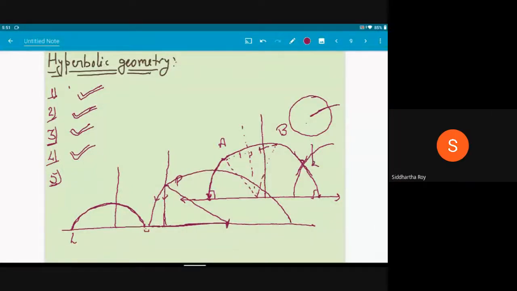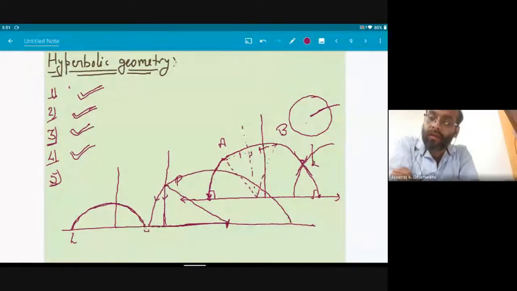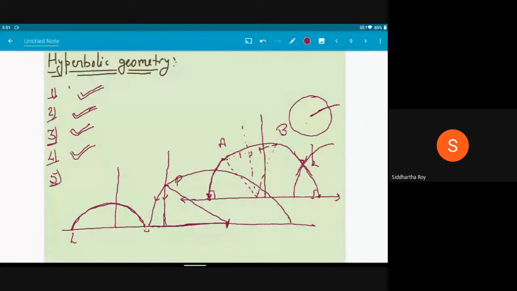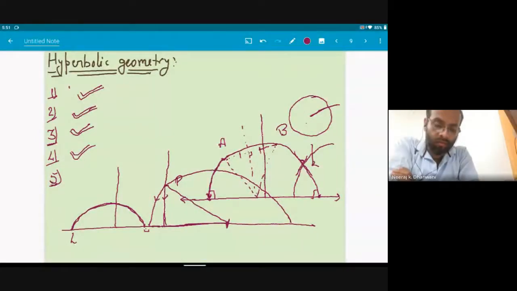Sir, please repeat this configuration. Sorry? Sir, please repeat this representation. Representation, I don't know. So I am saying why this geometry is important.